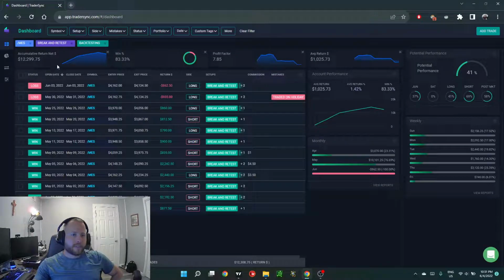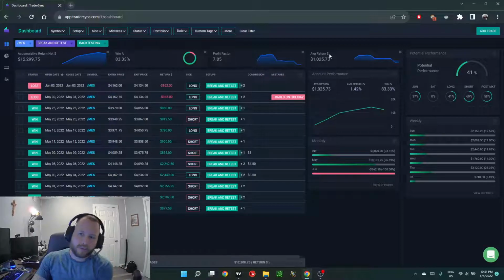There we go. So you're looking at a total return of about $12,300. Once again, risking $500 per entry. An 83% win rate with a profit factor of 7.85. Your average return on these trades is over $1,000.